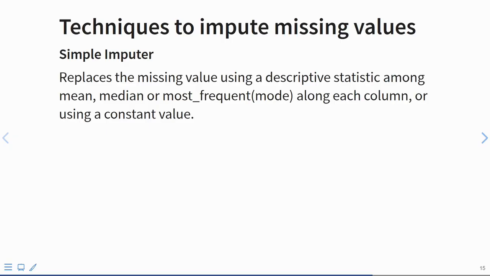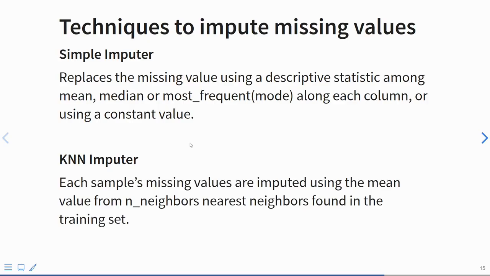So the first one is to use simple imputer, which can replace the missing value using a descriptive statistic such as mean, median, or mode, or using a constant value. Another method is to use the KNN imputer, which, like the KNN method that we've learned previously, makes use of the nearest neighbors and then, based on those values, replaces it with an appropriate value. Let's look at these in a little more detail.